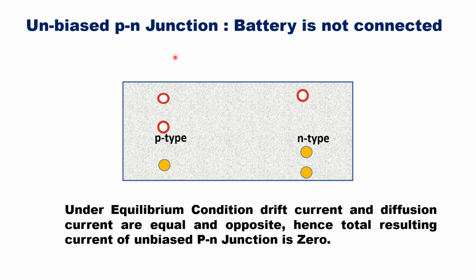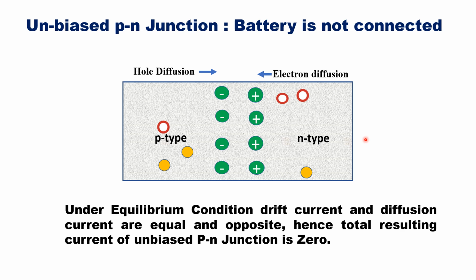Now let us discuss the current flowing in an unbiased PN junction. Unbiased means when there is no external electric field applied to the PN junction diode. In an unbiased PN junction diode, the diffusion current flows due to the diffusion of majority charge carriers. But diffusion current decreases as the potential barrier does not permit the majority charge carriers into the junction region. Only those majority charge carriers that have sufficient thermal energy will cross the barrier, and a very small diffusion current will flow at the junction.